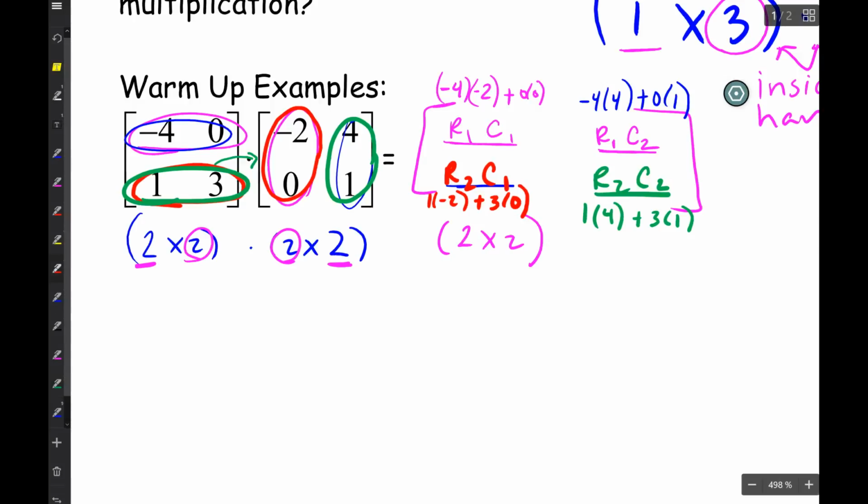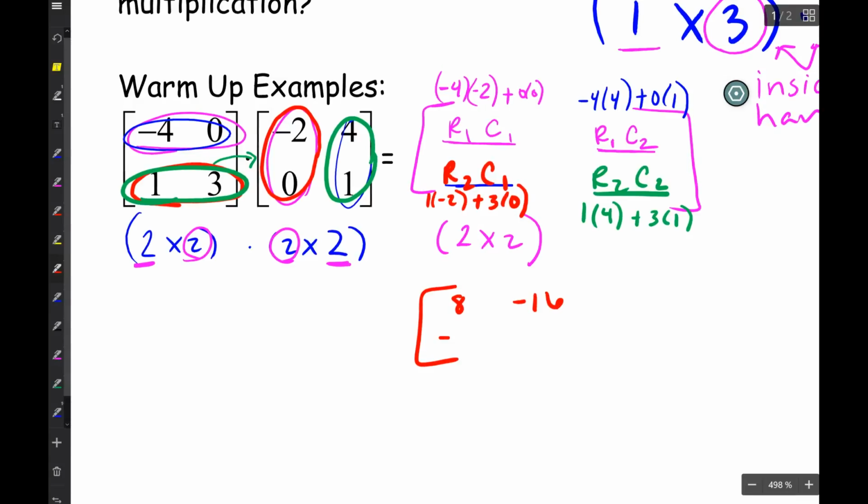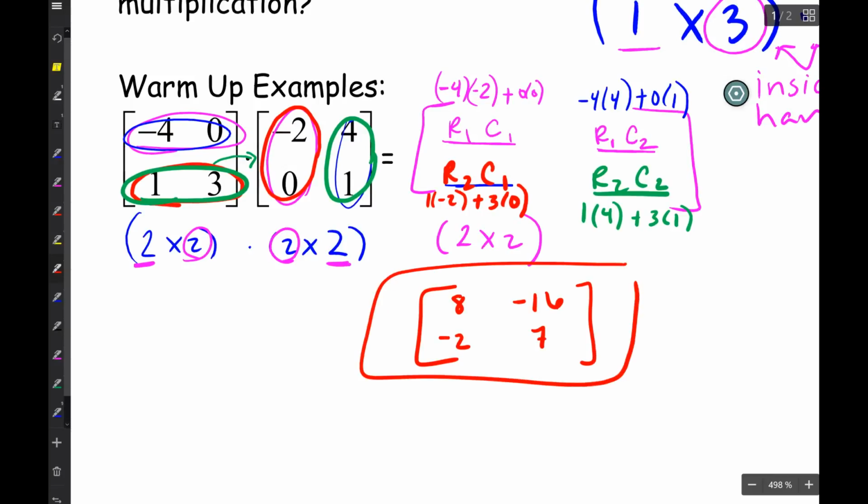So my answer matrix would be the elements 8, -16, -2, and 7. And that would be my answer. I know that's a review from yesterday, but I want to stop. Any questions on that?